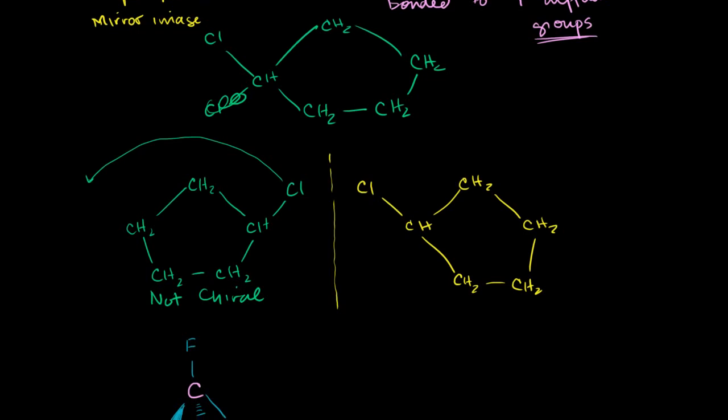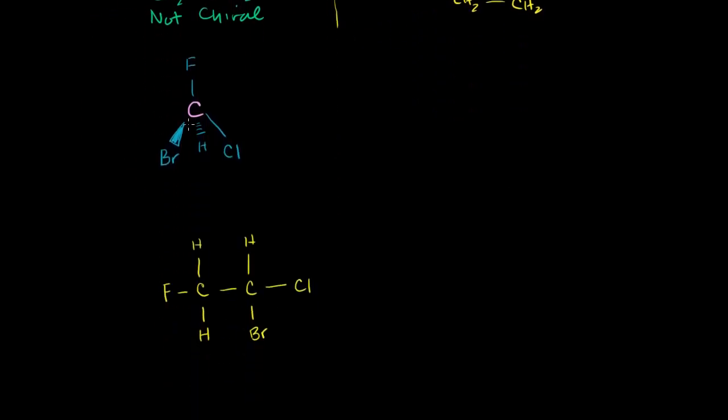Now let's go to this one over here. So what is this? This is bromochlorofluoromethane, just to practice our naming a little bit. But it's very clear that we are bonded to 4 different groups. All of the different groups, or the atoms in this case, that are bonded to this carbon are different. So this carbon is a chiral center, and it should also be pretty clear that it is also a chiral molecule.